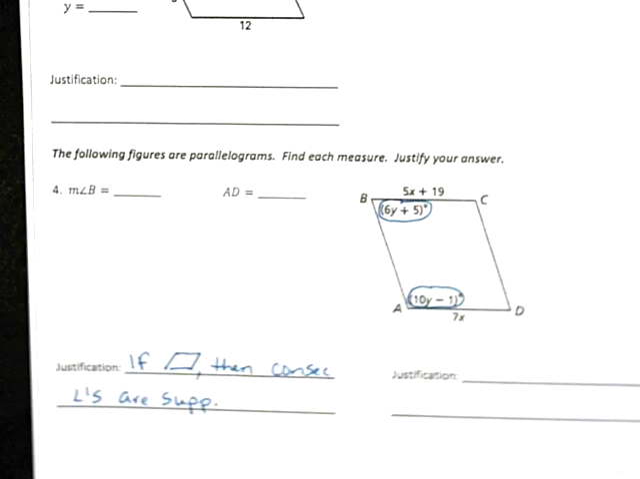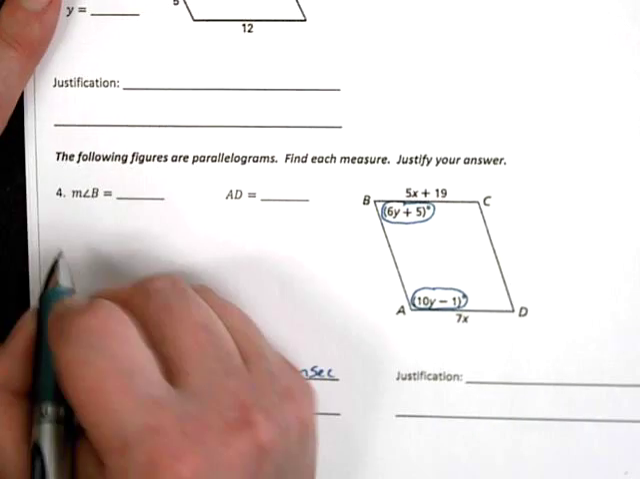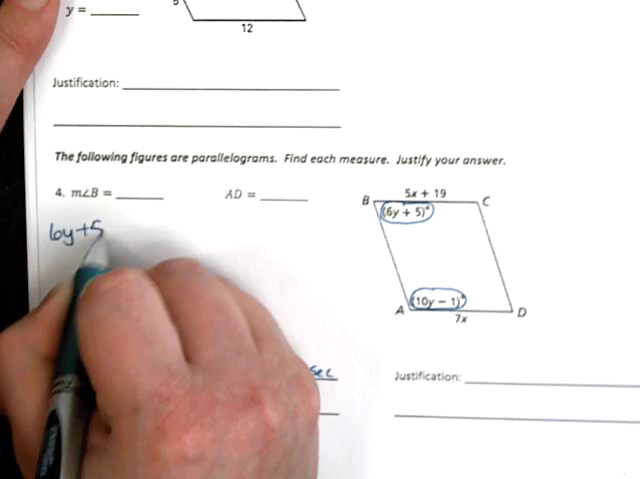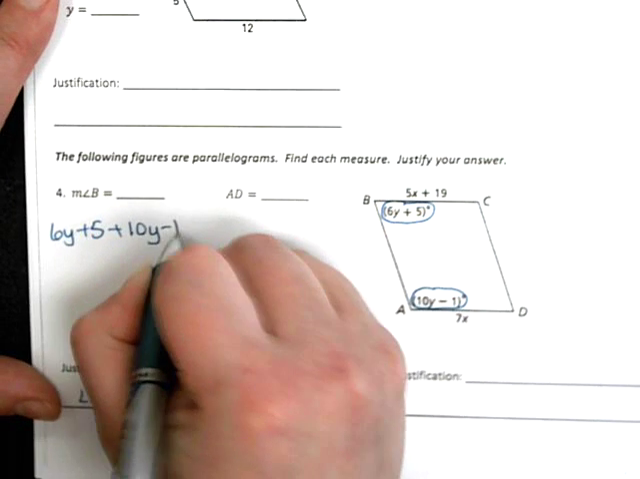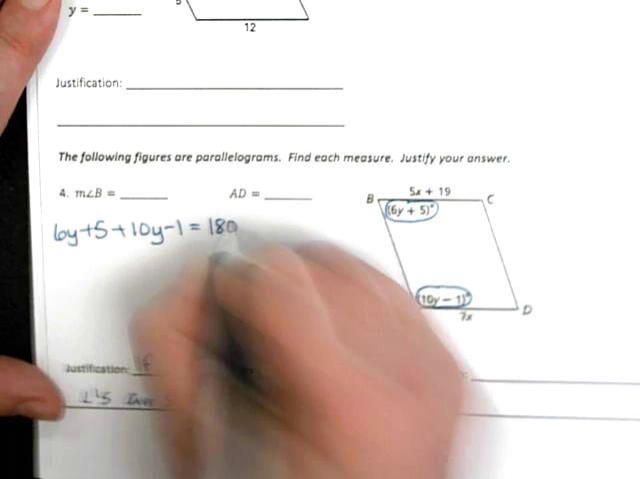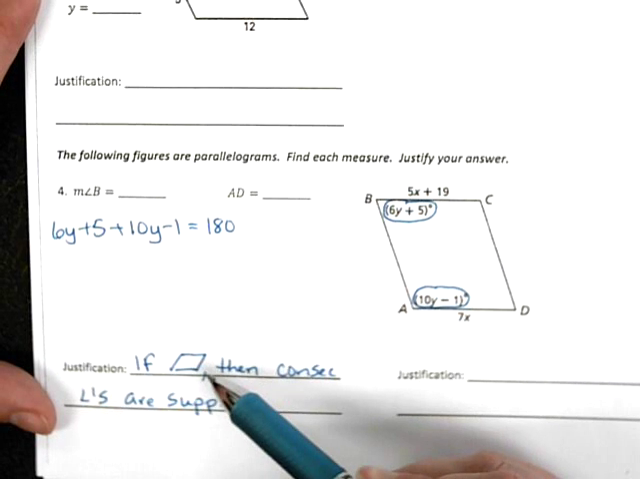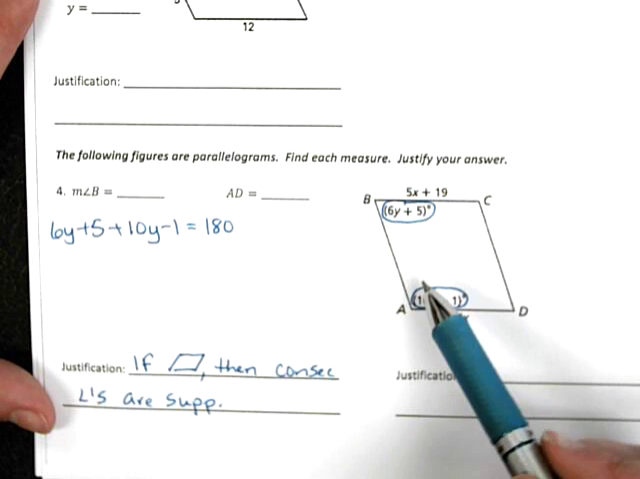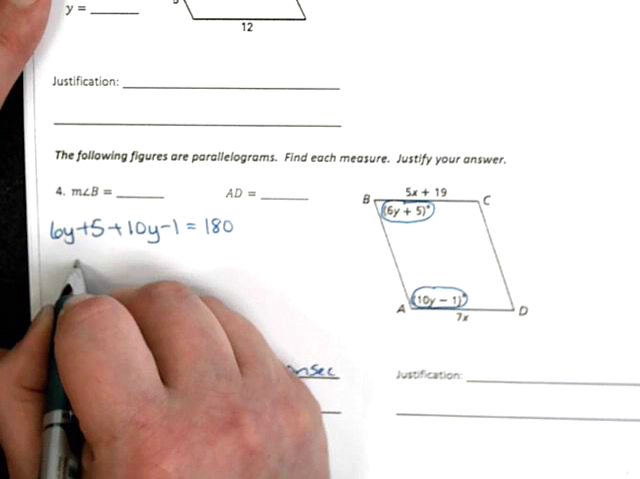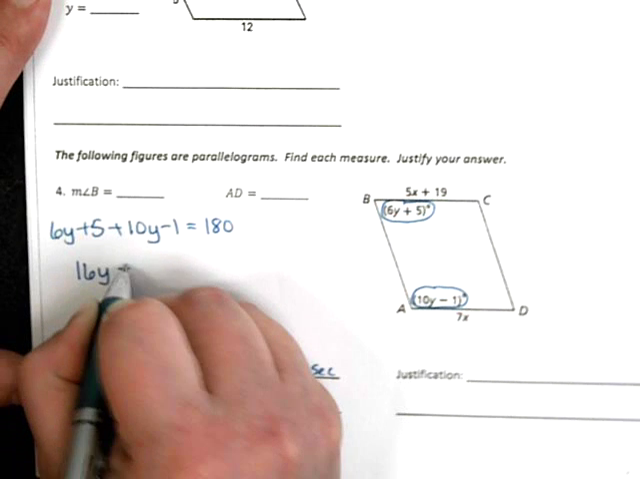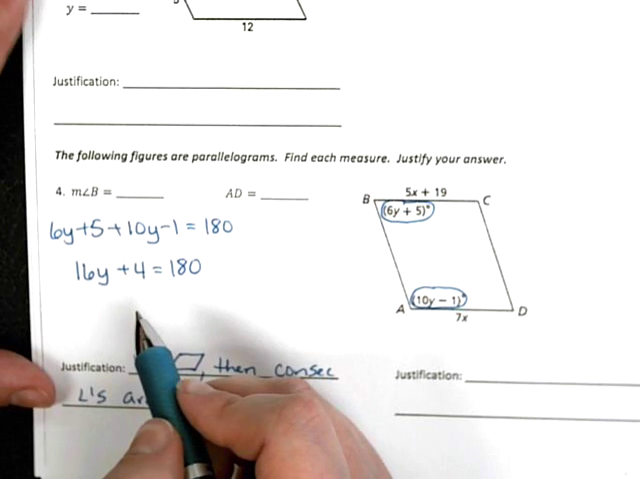Okay, having that justification is what allows me to write my equation. So 6y plus 5 plus 10y minus 1 has to equal 180 degrees. Because it's a parallelogram, and these are consecutive angles, they're going to be supplementary. Okay? Then I can solve for y. Now it's nice and easy. So 16y plus 4 equals 180. I did that by just combining some like terms.